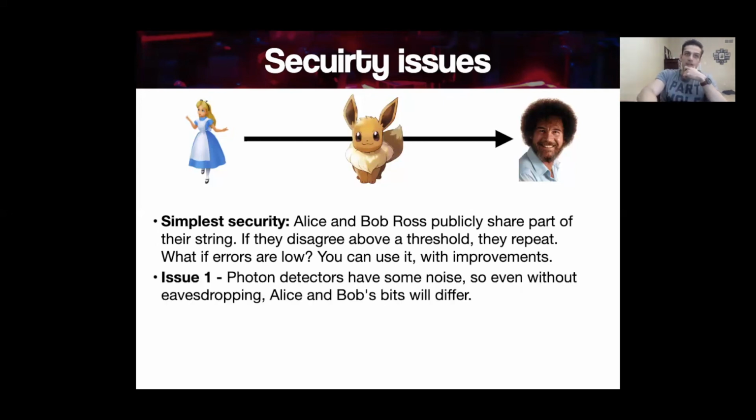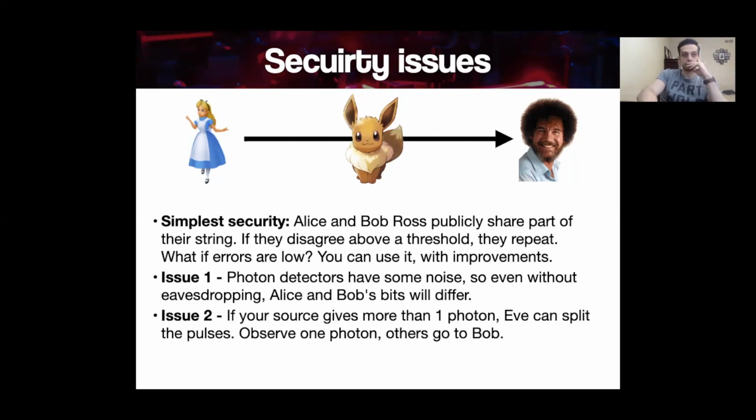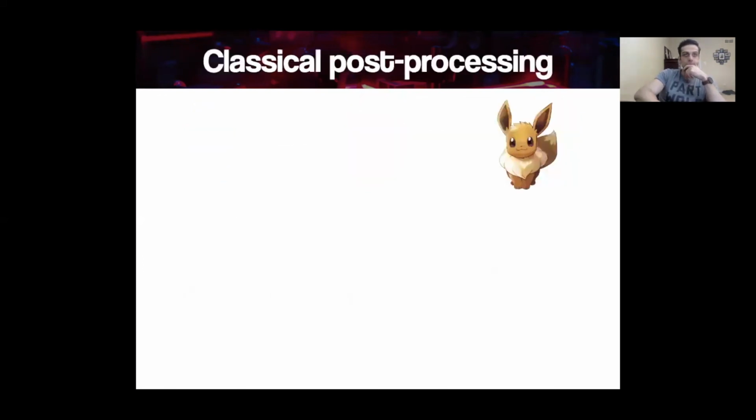So, well, there's two issues. One issue is that photon detectors have some noise. So like I said, even without eavesdropping, Alice and Bob's bits will differ. Another issue is that if your source gives more than one photon, so say you don't have a perfect single photon source, Eve can split the pulses and observe one photon and give the other one to Bob. So there's at least impetus to make this protocol more secure.